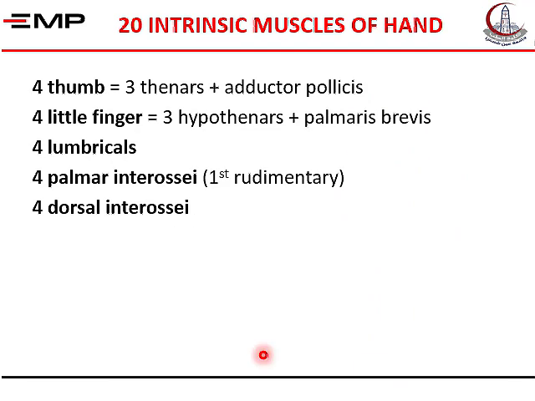There are 20 intrinsic muscles of the hand. They can be divided into groups of 4. For the thumb, there are 3 thenar muscles plus adductor pollicis. For the little finger, there are 4 muscles, 3 hypothenar muscles and palmaris brevis. There are 4 lumbricals, 4 palmar interossei, the first one is rudimentary, and there are 4 dorsal interossei. So remember, you have 20 muscles in the forearm and 20 muscles in the hand.